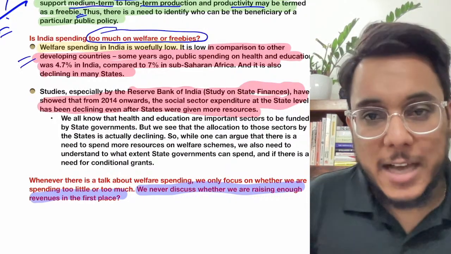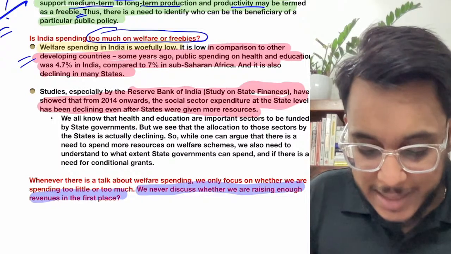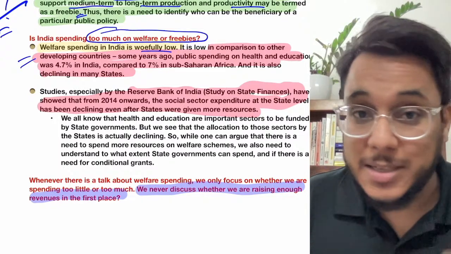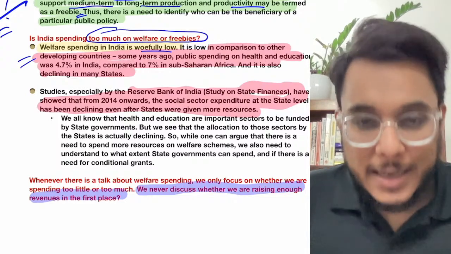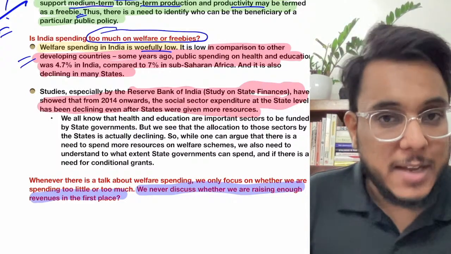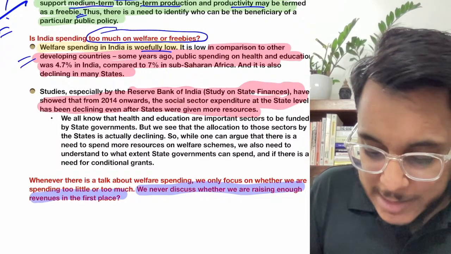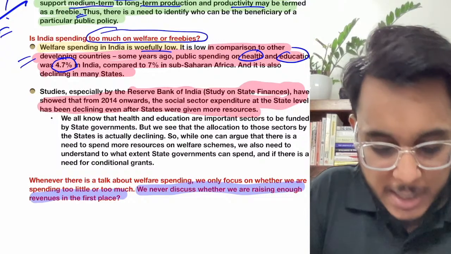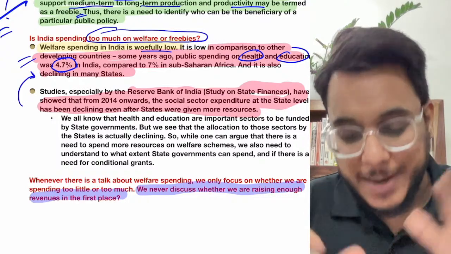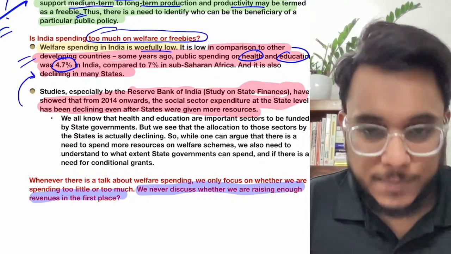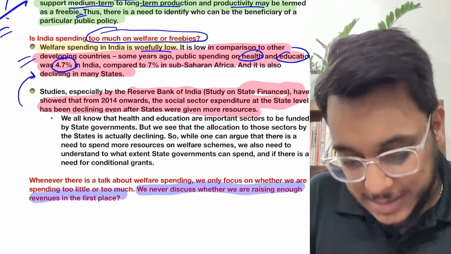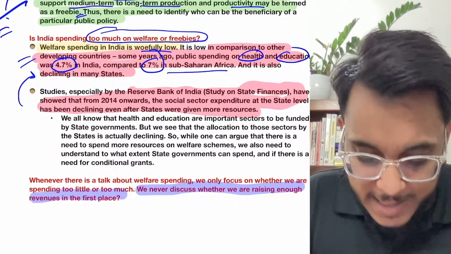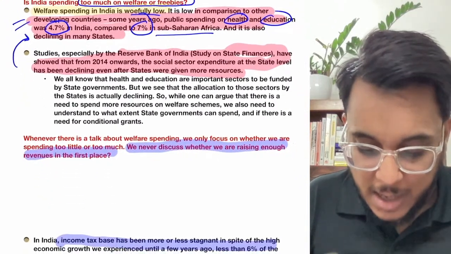So guys, the response has been that no, we are not spending too much. Rather, India's expenditure has been very much less. It has been provided that in comparison to other countries, we are spending very much less. For example, India's expenditure on public health and education is 4.7% of GDP. So around 4.7% of GDP we are spending on both health and education combined. But it is less than even the sub-Saharan African countries. They are spending 7%. So India's expenditure has been very much low.